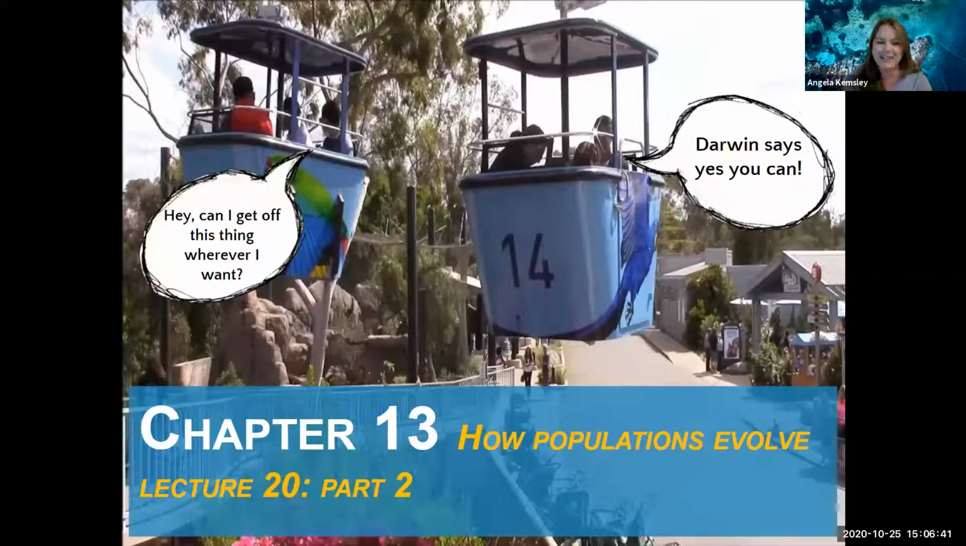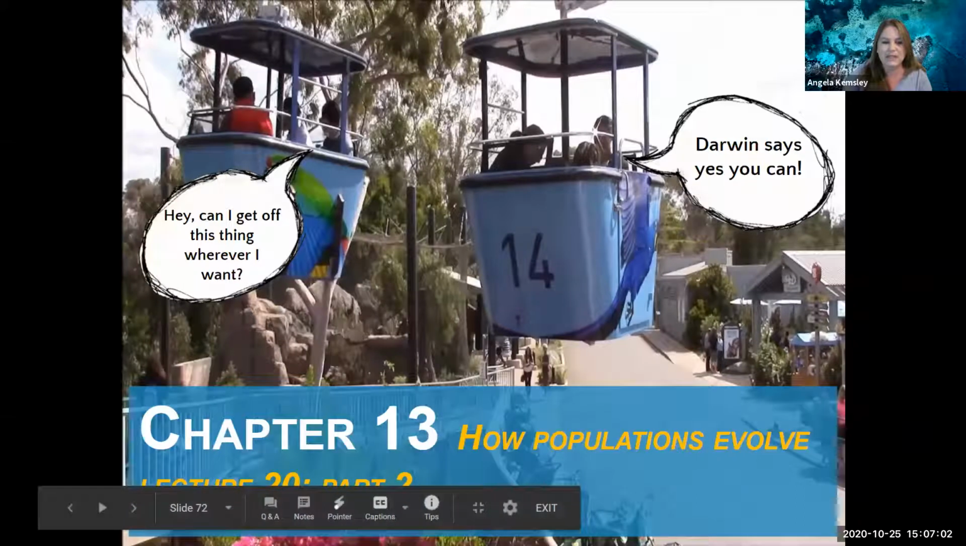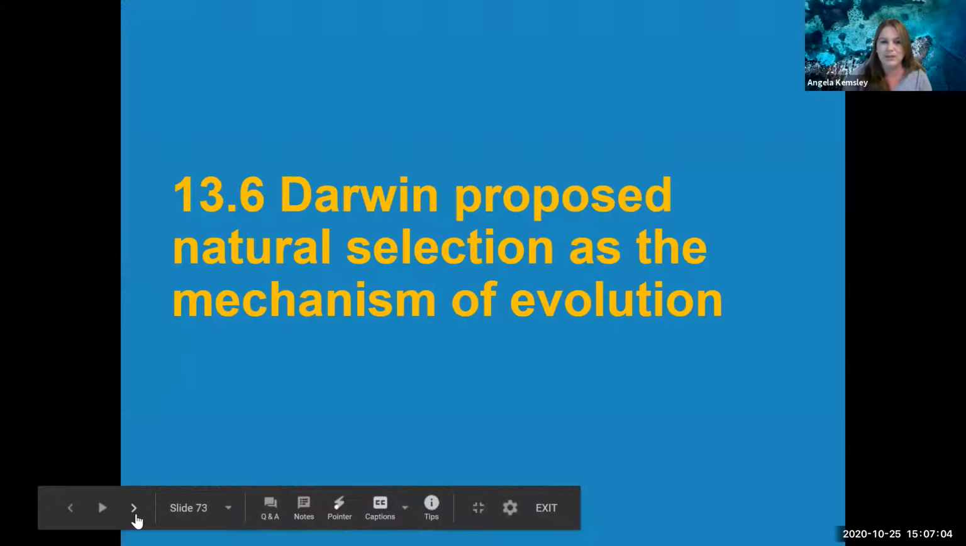Hi, everybody. This is lecture 20. We're in the second half of chapter 13, How Populations Evolve, part 2. If you remember from the first half of this chapter, we were talking about Darwin's theory of natural selection, a mechanism of evolution, which was the process of change over time. Now we're going to be getting a little more into that and looking at some other situations as well.